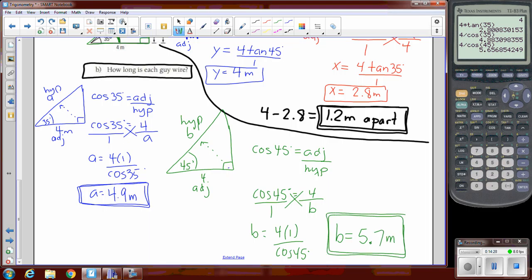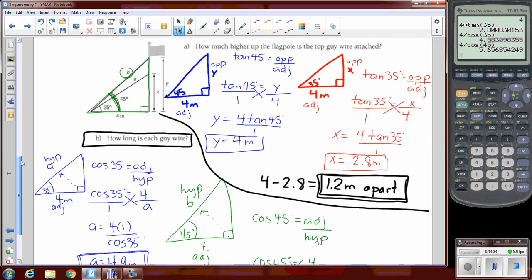So we found a lot of stuff in this question. We found the length of each wire, and we found how far the wires are apart on the actual flagpole, how they're attached. So one of my biggest suggestions here, if you're really stumped, is to see if they're sharing a side and if that would help us actually find it, see where the right triangles are sharing a side.